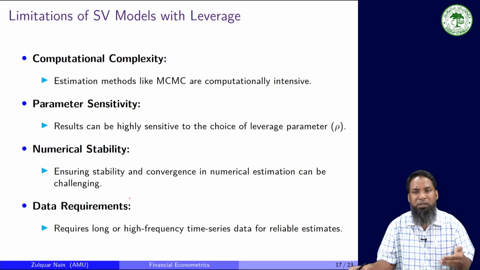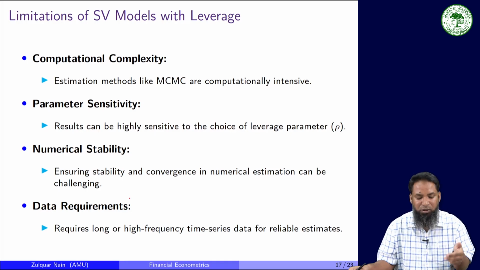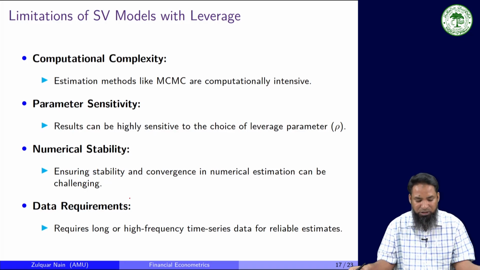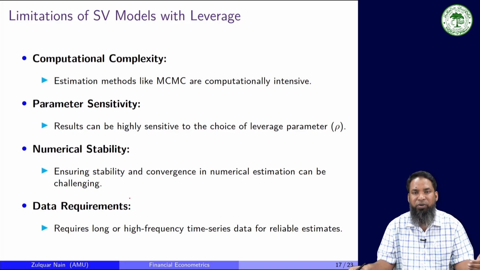However, there are certain limitations with this model. One, obviously, there is the computational complexity. Second, as with the stochastic volatility model with diffusion, parameter sensitivity will be there. Numerical stability: ensuring stability and convergence, numerical estimation can be challenging. Most often we fail to converge.